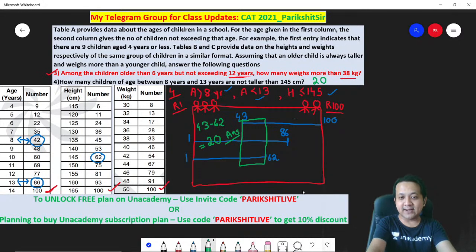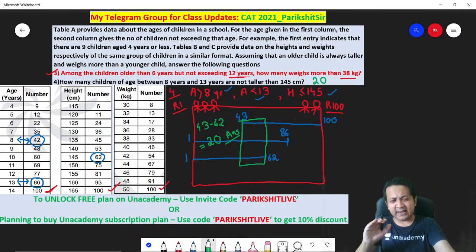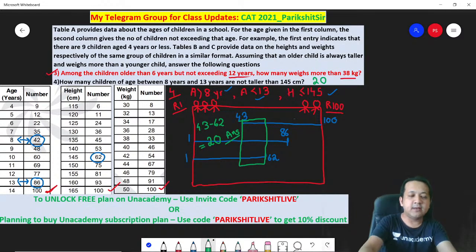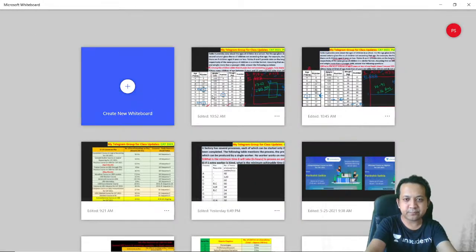So I hope you understand this. Any doubt in this caselet before I move on to the next caselet? If anyone has a doubt in question number 3, you need to ping me on the Telegram group. I will help you out. Okay. Fine. So the answer for this is 20. Let's go to the next caselet.